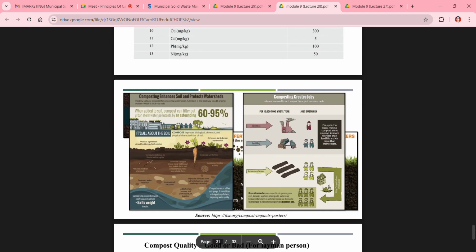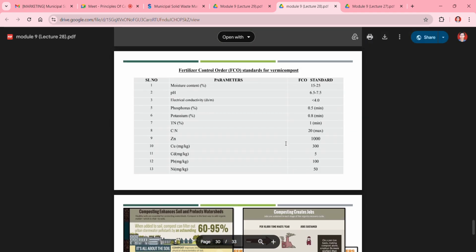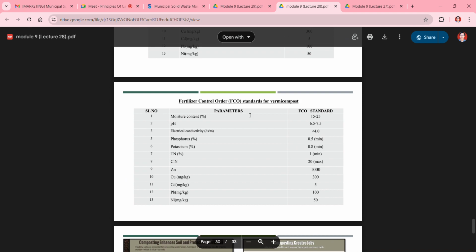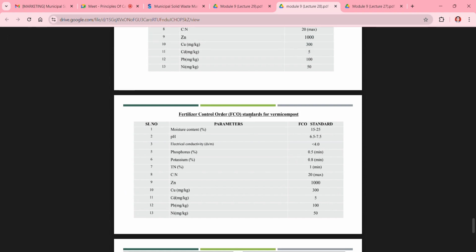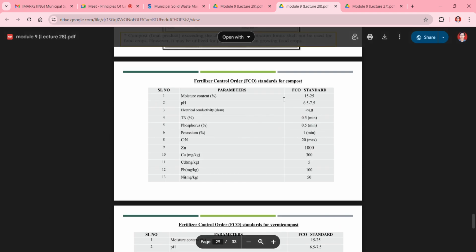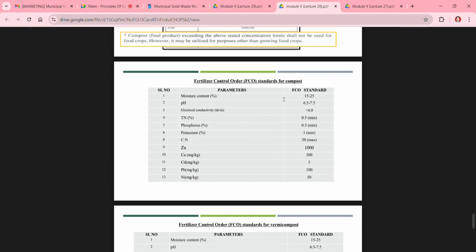These are just some rules and regulations regarding the composting materials, like for fertilizer. According to the Fertilizer Control Order of India, for the composting process, we have to maintain a moisture content in the final compost material of around 15 to 25%. The pH value should be between 6.5 to 7.5. Electric conductivity should be lower than 4.0.